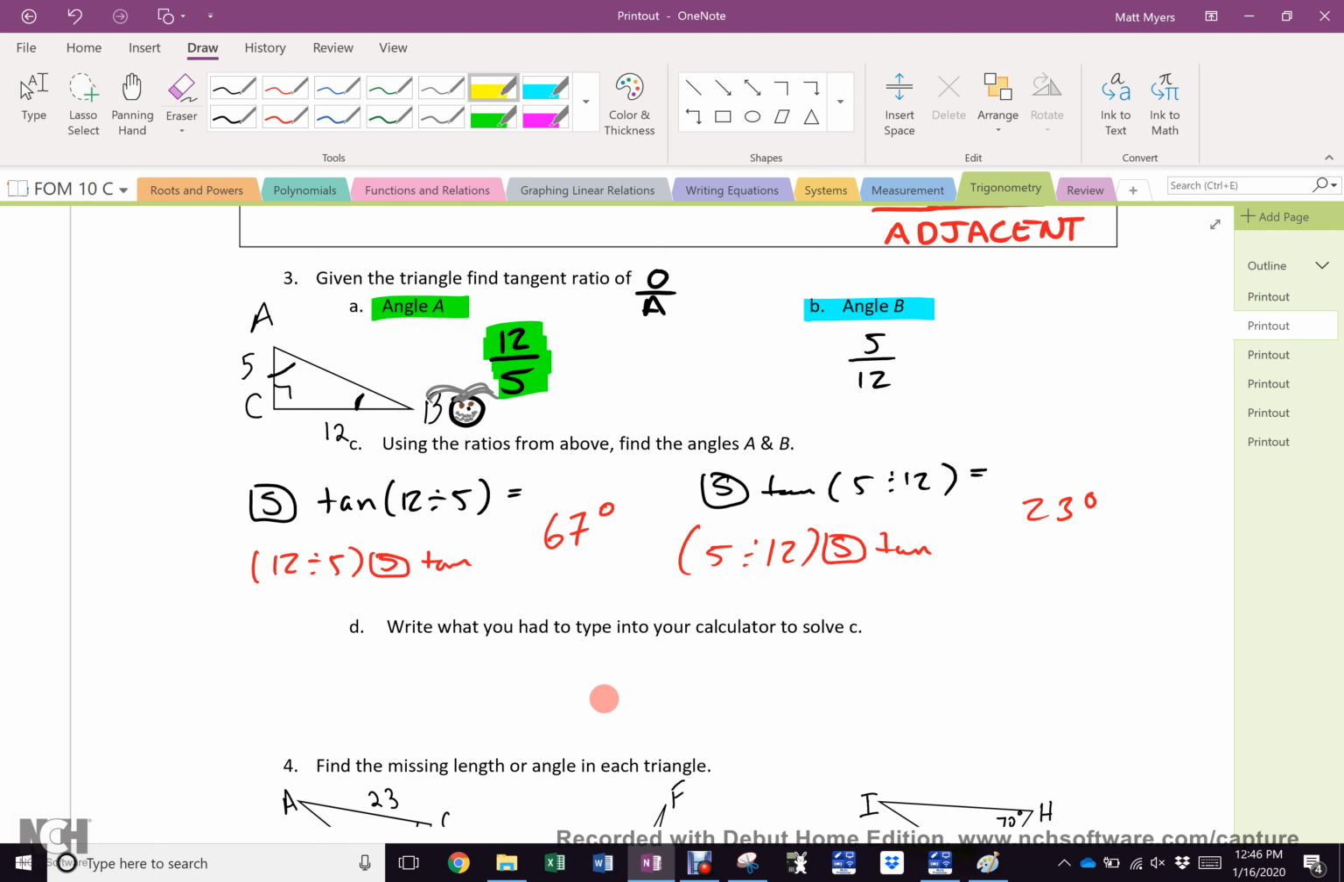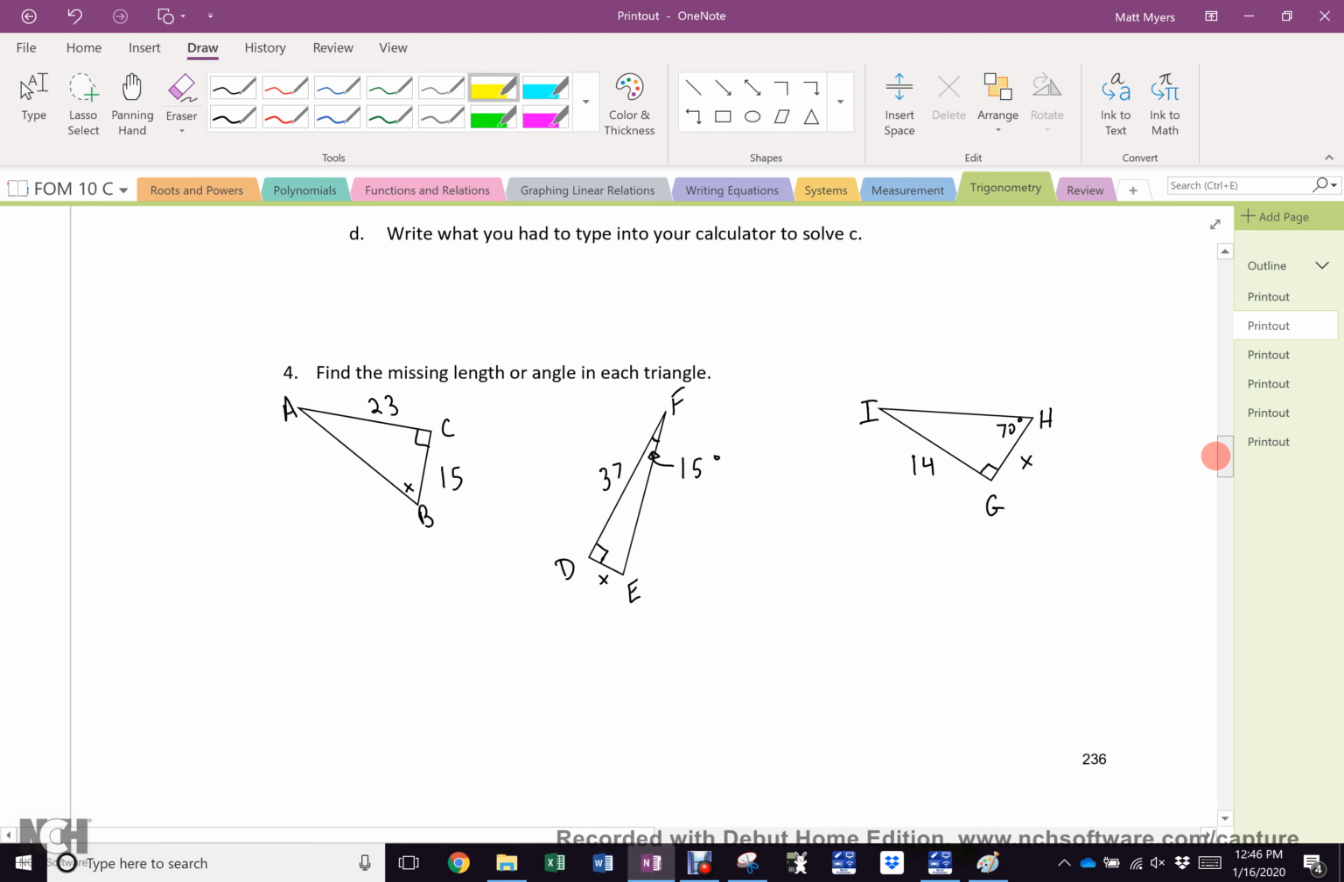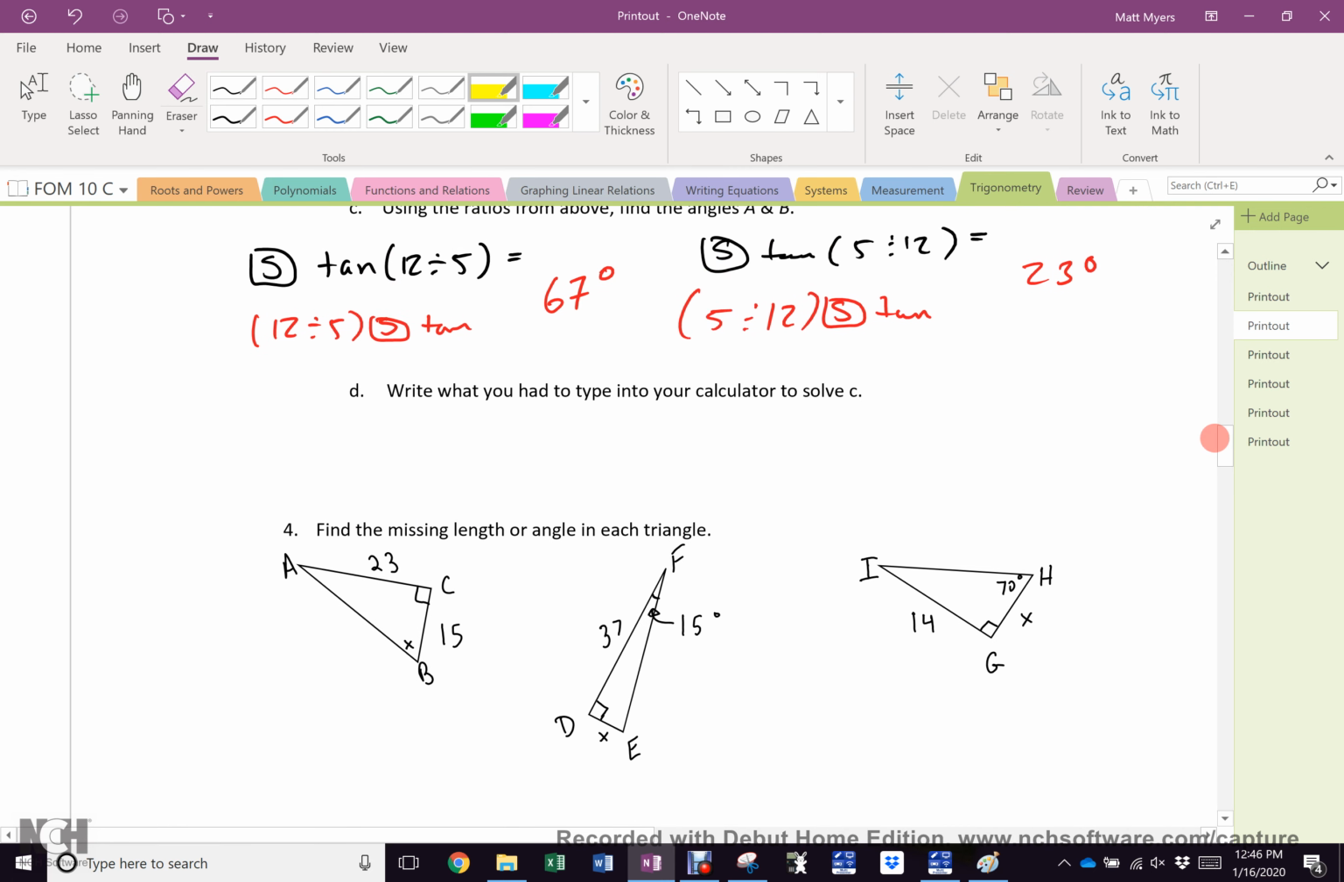I will wait a moment for you to do so. On my calculator, my button doesn't say shift. My button says second. Then I push tan. My calculator gives me the first bracket, so I only need to push 1, 2, divided by 5, second bracket, equals. That's what I push.